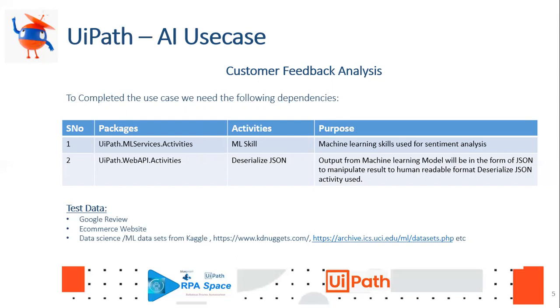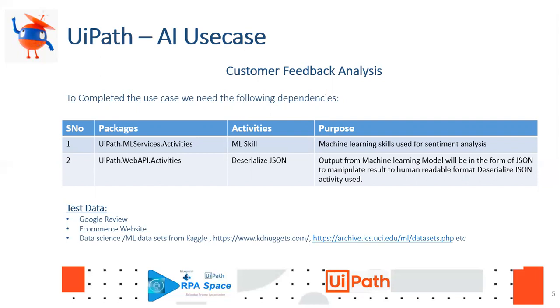for sentiment analysis. Next, you are going to use Web API, which is not related to cognitive or AI, but it will help you deserialize your JSON, because your output will be in JSON format. So you have to convert that into a more human readable format.